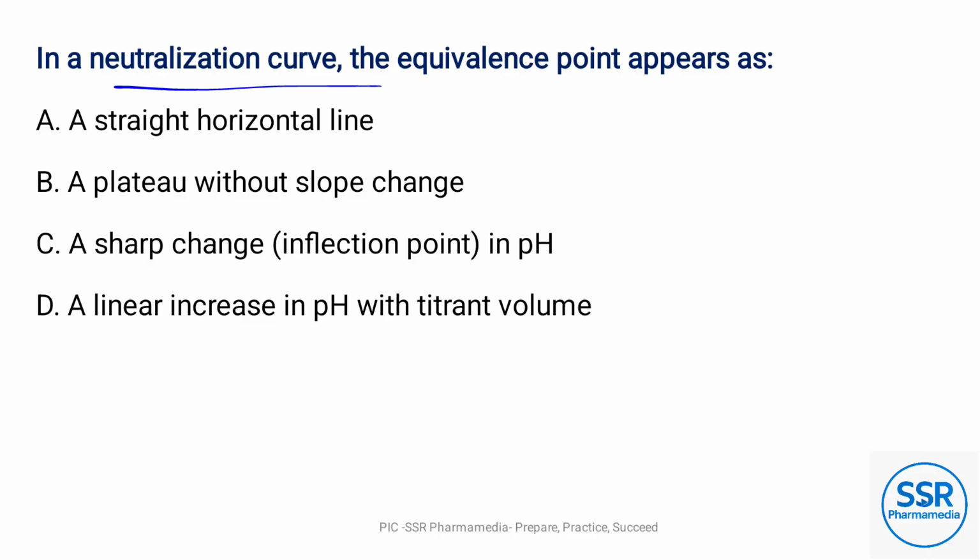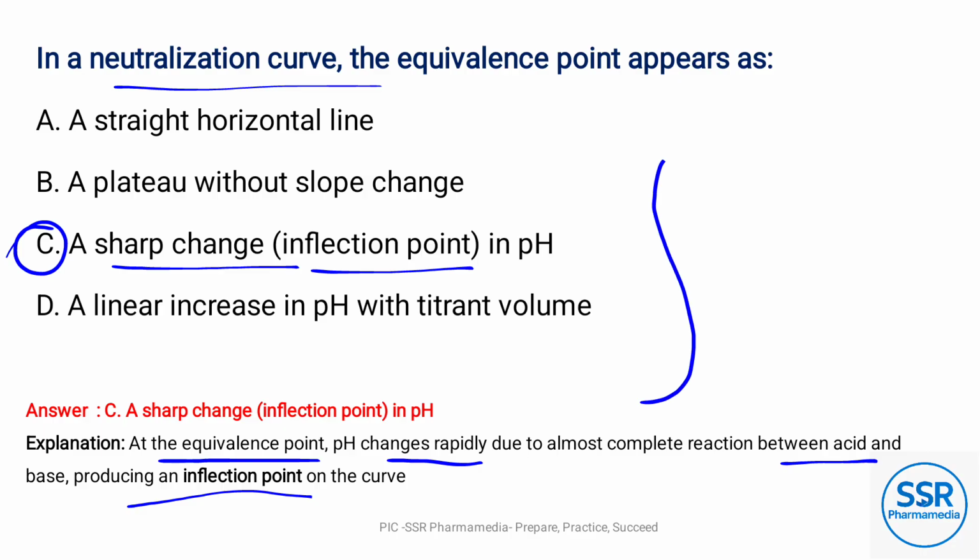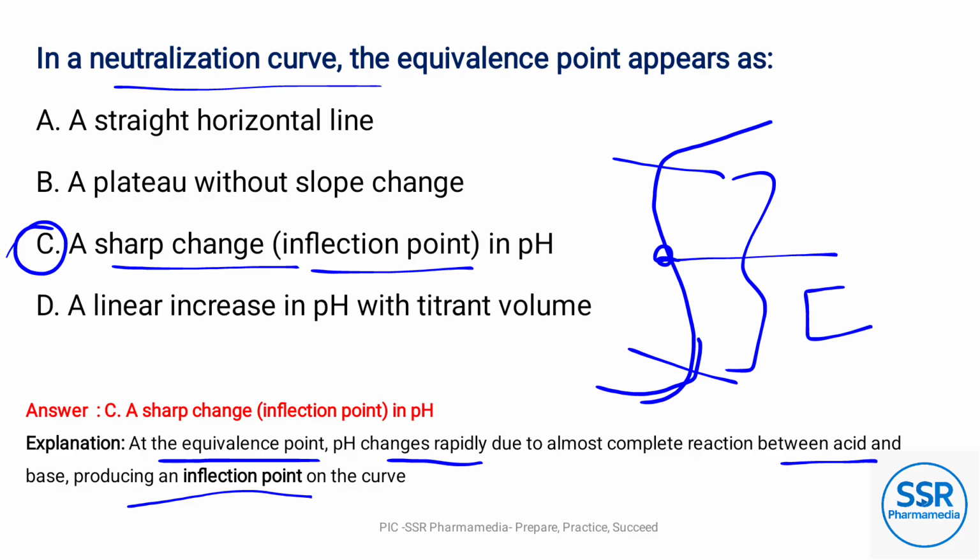In a neutralization curve, the equivalence point appears as, the answer is option C, a sharp change in pH. That means an inflection point. In the sharp curve at the equivalence point, the pH changes rapidly due to almost complete reaction between acid and base, producing an inflection point on the curve. While plotting the neutralization curve, these two points are called inflections, and the middle point is considered the equivalence point, that means the end point.